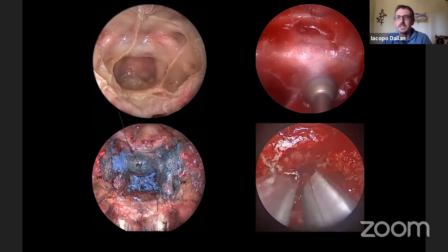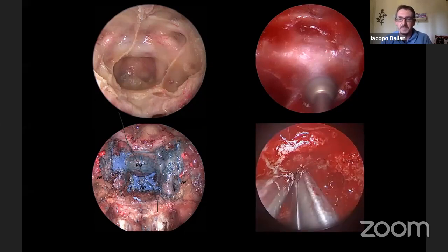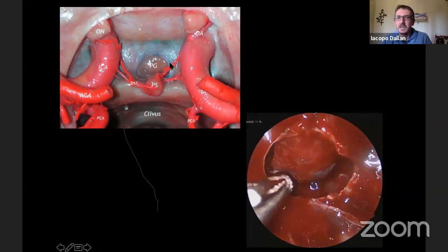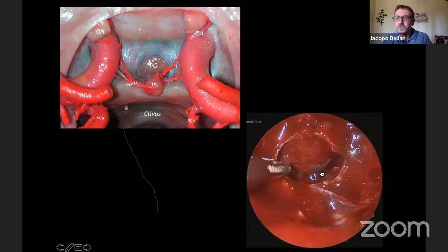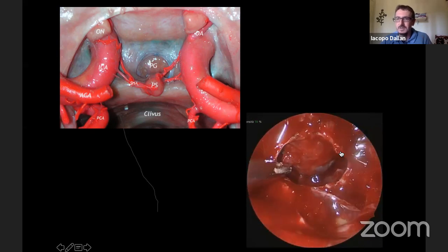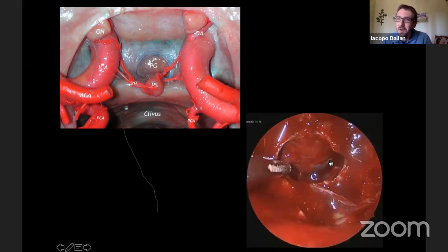And what is the meaning of that? The meaning of that is that you can go inside and you see the diaphragma sellae here, and you see the suprasellar system here once you have removed your tumor. And you have no CSF leak, and it's normal, because anatomically speaking, the diaphragma sellae is part of the meningeal layer that composes the cavernous sinus, and allows the pituitary stalk to pass through. It's not just in this way.